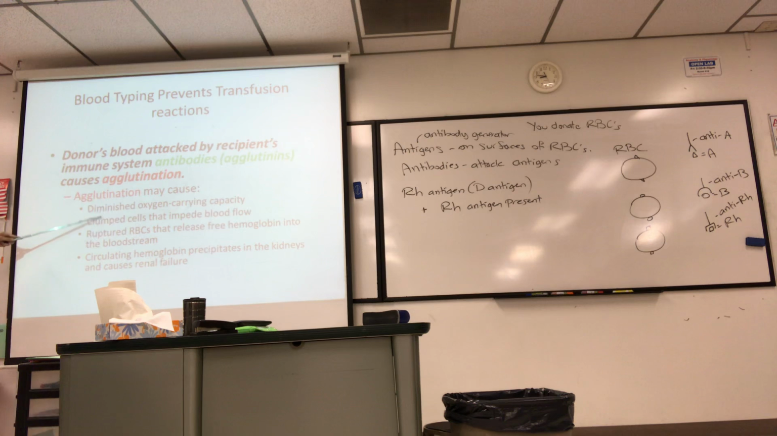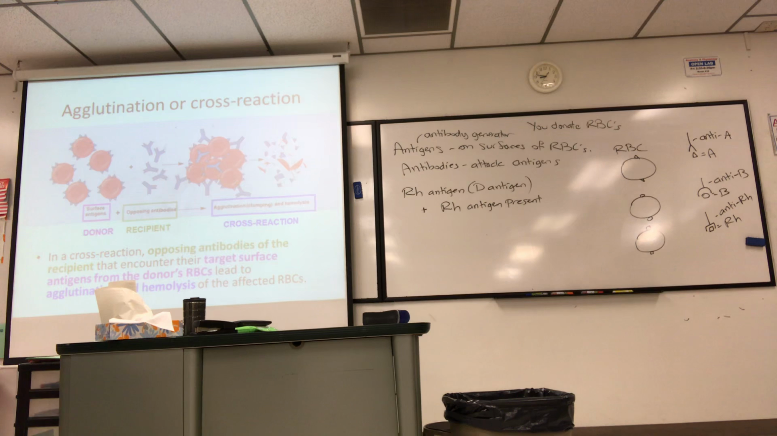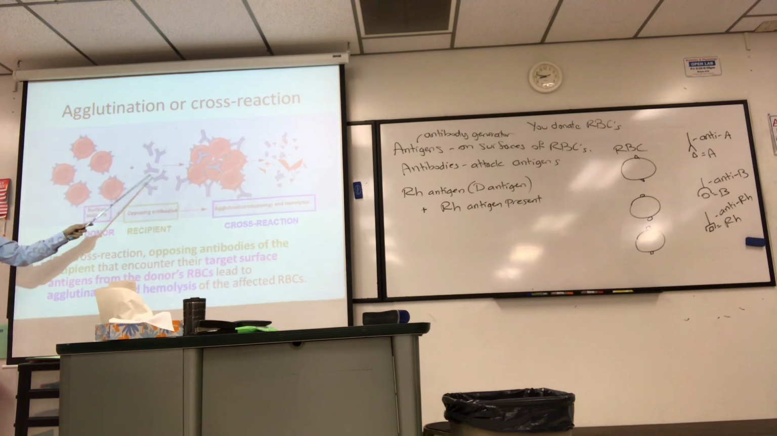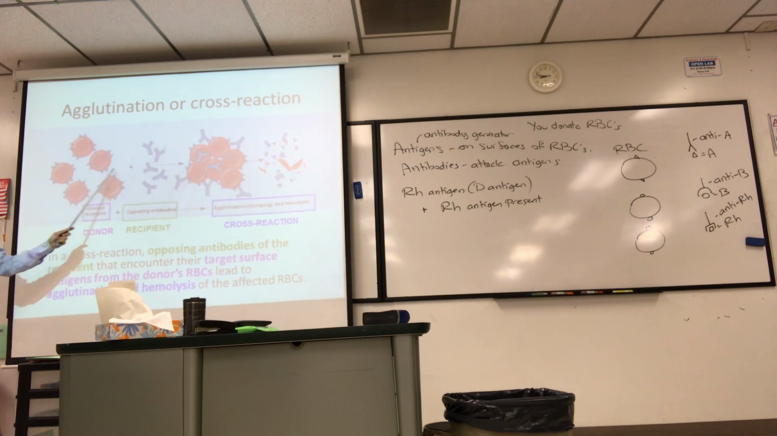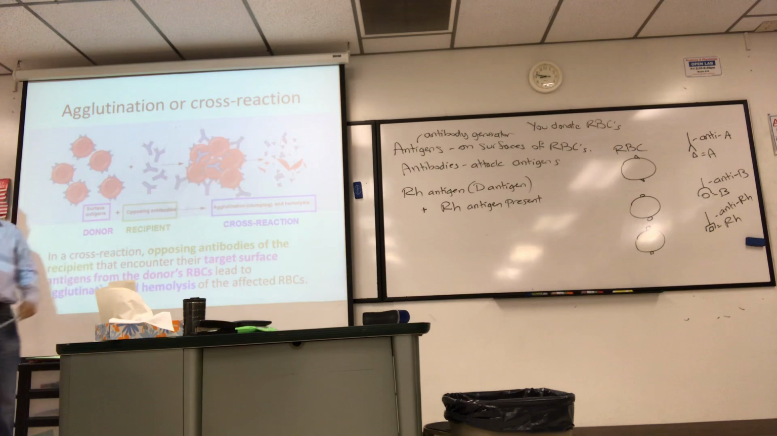Agglutination may cause a bunch of things. Basically, it can cause renal failure. It could lead to death. It's a bad thing to have all that donated blood be attacked, as in this picture. If you give the surface antigens of the donated blood to the wrong person, they have antibodies that will attack it. A lot of bad things can happen. We call it a cross reaction. We want to prevent a cross reaction.